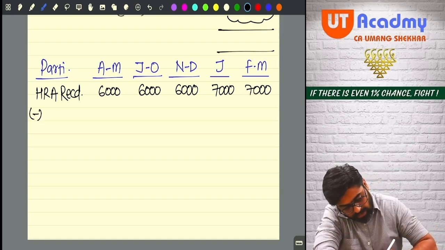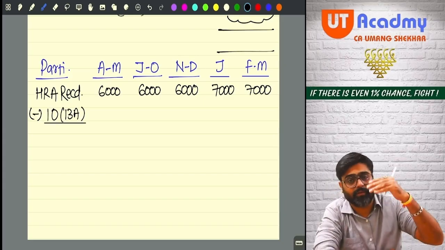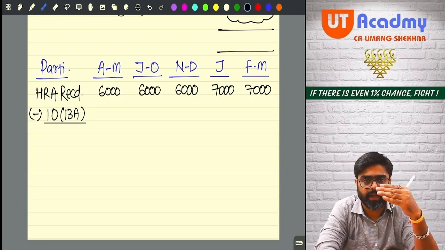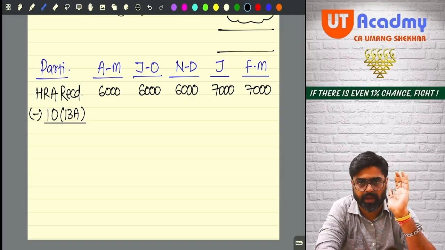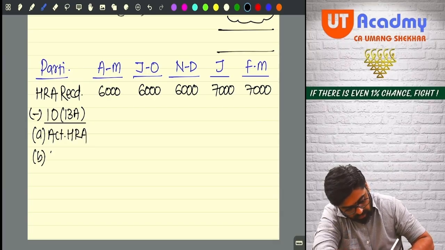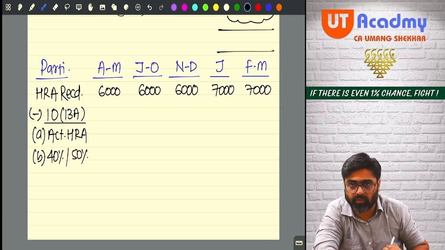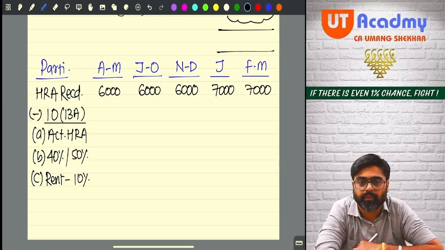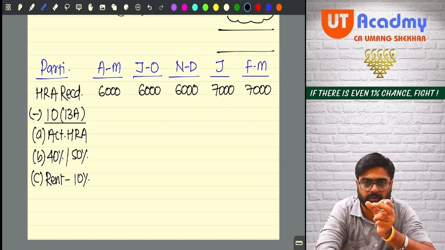Less exempt under section 10(13A). So whatever HRA is received, out of that I will take the exemption A, B, C, whichever is lower. What is A? Actual HRA. What is B? 40% or 50% of salary, that I will have to take. And limit C is rent paid minus 10% of salary. I'm not writing the entire stuff because of the limitation of space.